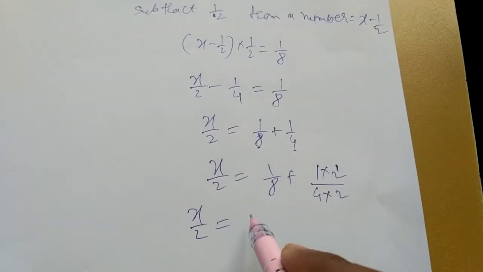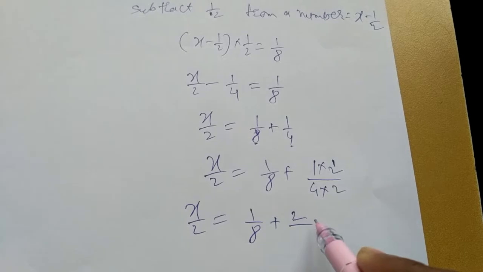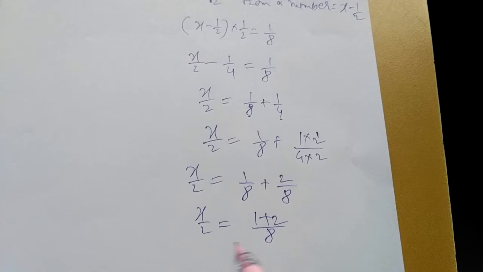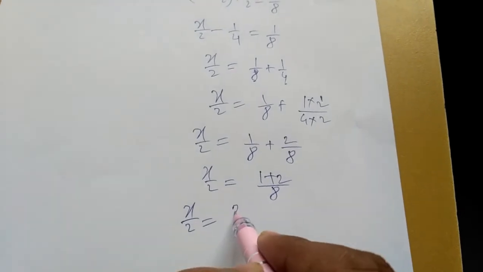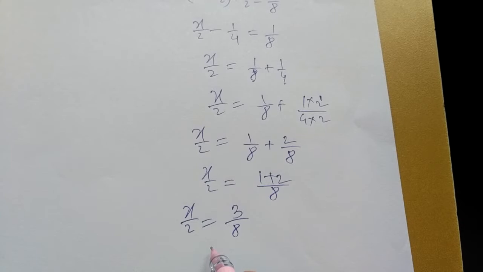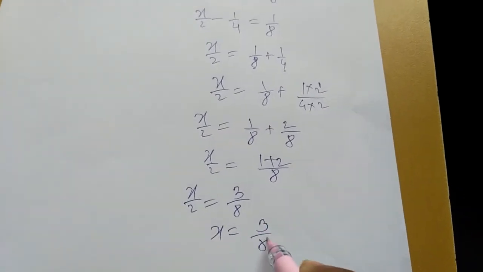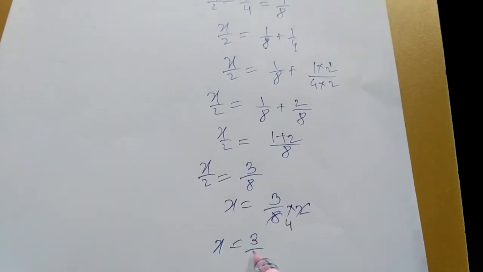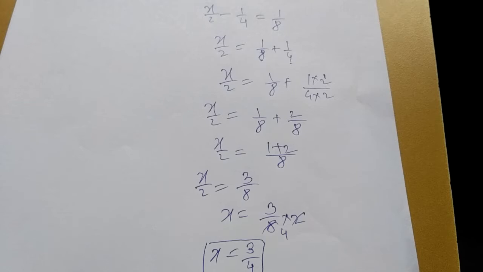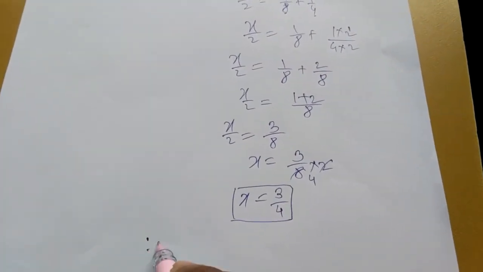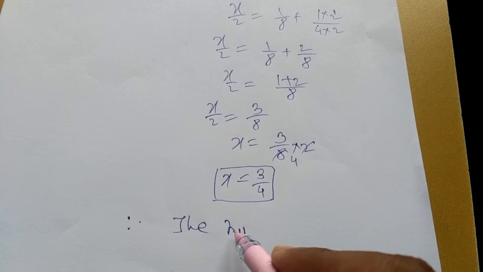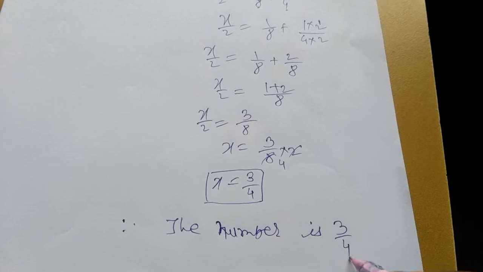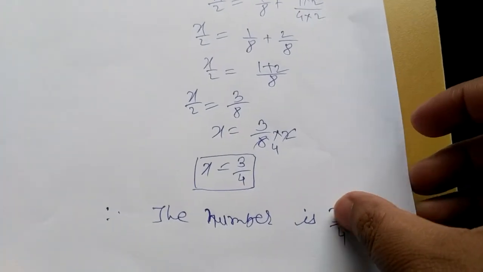So now x by 2 is equals to 1 by 8 plus 1 into 2, 2 and 4 2s are 8. X by 2 is equals to 1 plus 2 upon 8, means x by 2 is equals to 3 by 8. Now we shift 2 to the right side, means 3 by 8 into 2. So 2 1s are 2, 2 4s are 8. Finally we got x equals to 3 by 4. Therefore the number is 3 by 4.